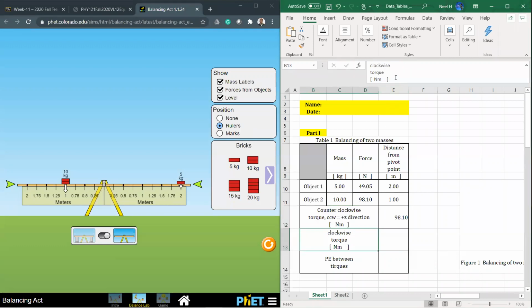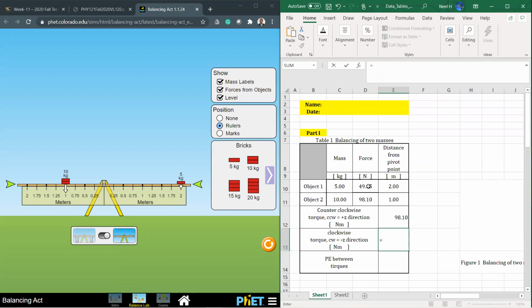Positive Z direction. And CW and CCW are the short terms for clockwise and counterclockwise. CW means negative Z direction. Okay. Then adding those two should be 0, right? Let's take a look at the equal sign.